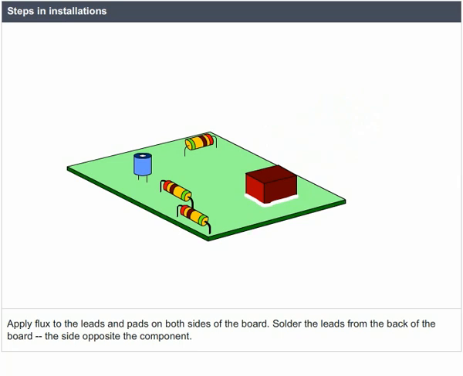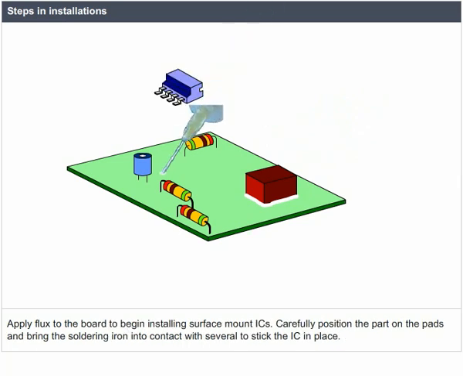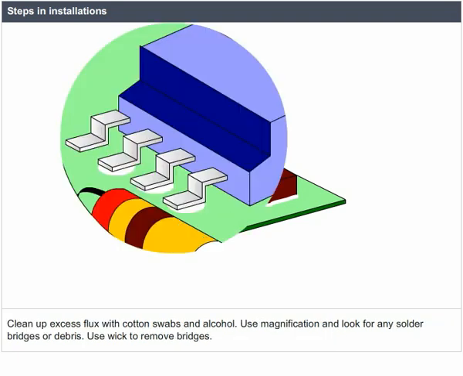Apply flux to the board to begin installing surface mount ICs. Carefully position the part on the pads and bring the soldering iron into contact with several leads to stick the IC in place. Clean up excess flux with cotton swabs and alcohol. Use magnification and look for any solder bridges or debris. Use wick to remove bridges.